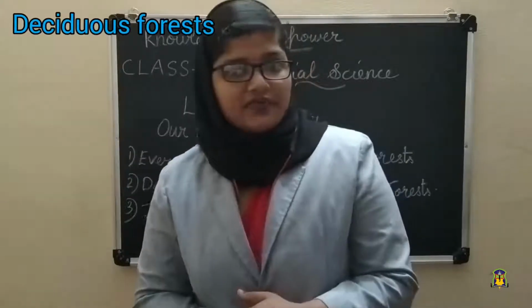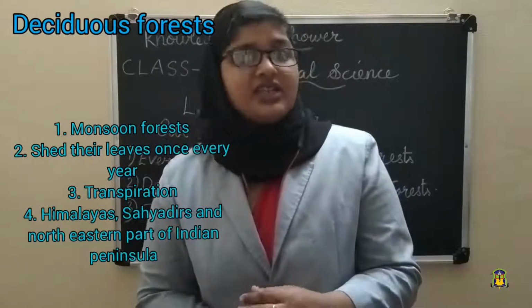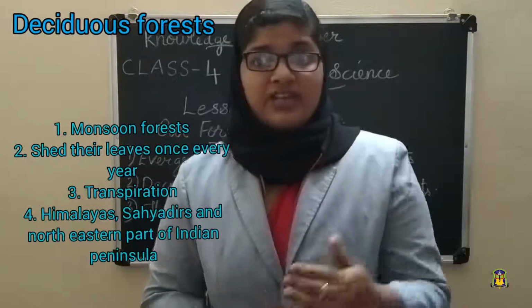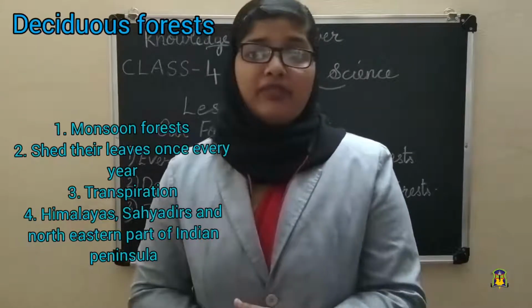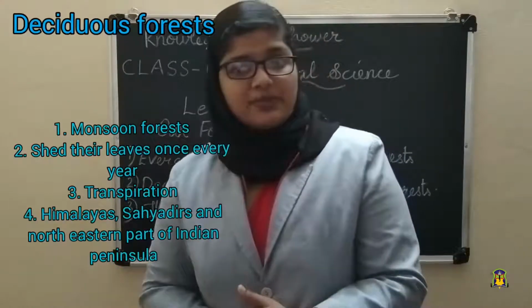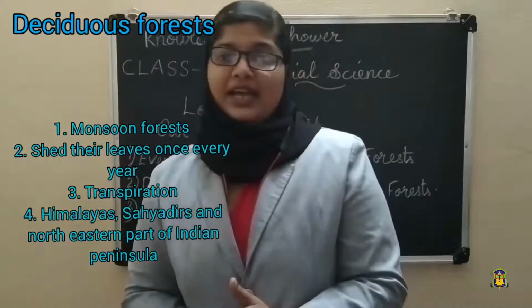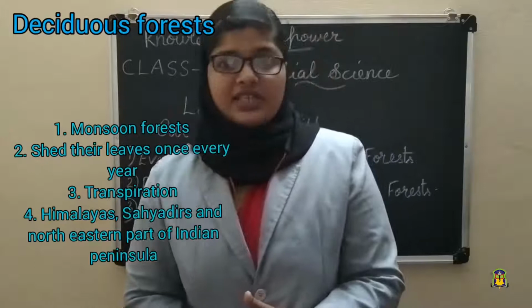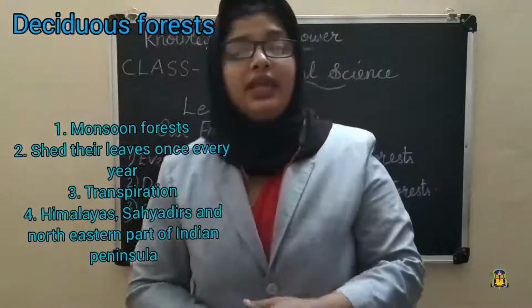So deciduous forests are also called as monsoon forests. The trees of this forest shed their leaves once every year, generally at the beginning of summer. This helps to prevent loss of water through transpiration, which means loss of water from the leaves of the plants. They are found at the foothills of Himalayas, Sahyadris and northeastern part of Indian peninsula.